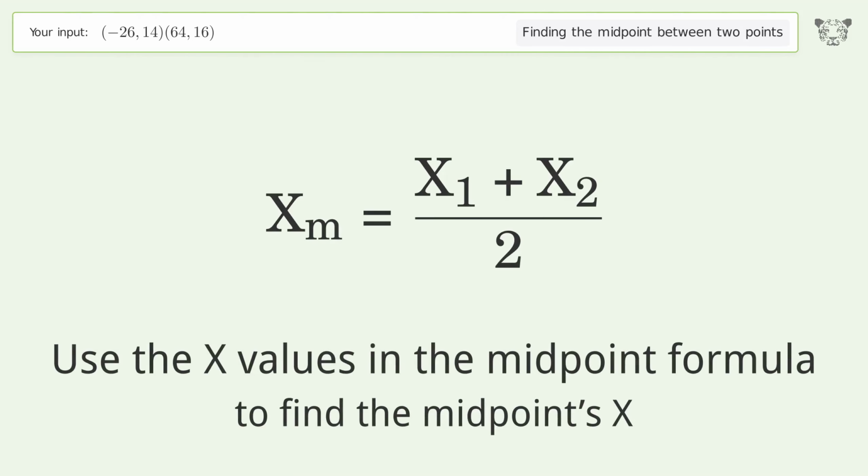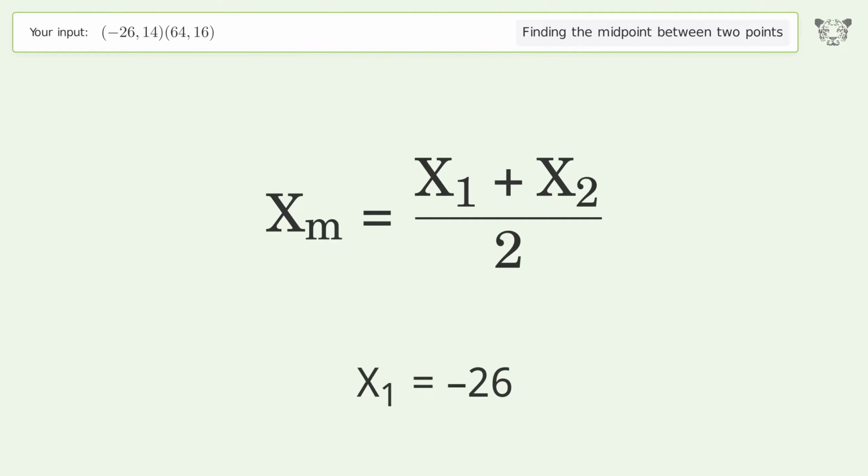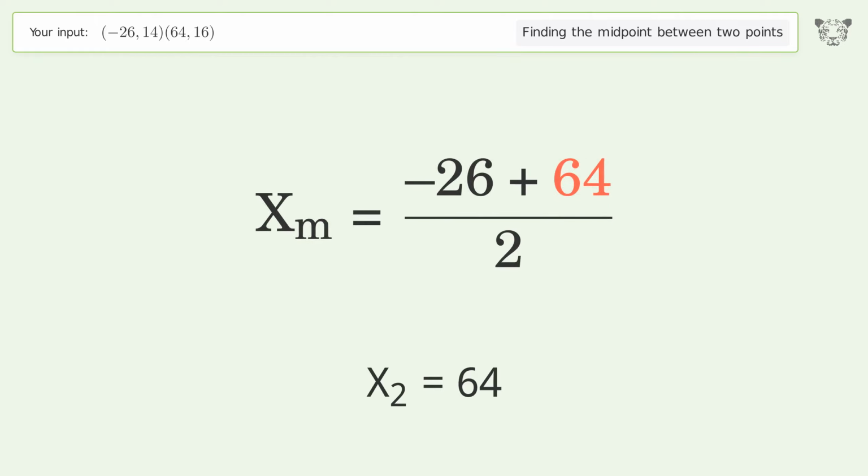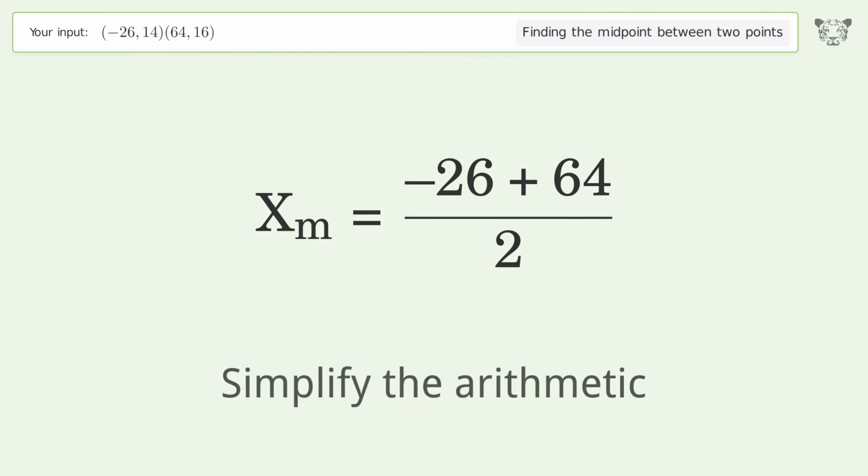Use the x values in the midpoint formula to find the midpoint's x. x1 equals -26. x2 equals 64. Simplify the arithmetic.